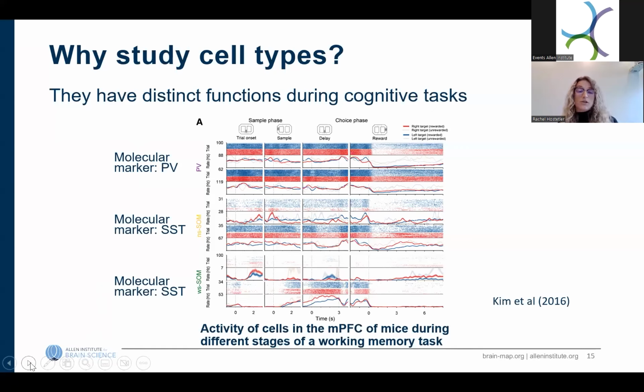And when we look closer at the SST cells, we can actually see that there were differences within the larger SST population. There were actually two different groups of SST cells that had different firing patterns throughout this task. And this is important to highlight because if you were to group all SST cells together as one homogeneous group, you would miss this heterogeneity, and you would miss that we have these two different populations that have different activities and firing patterns during this cognitive task.